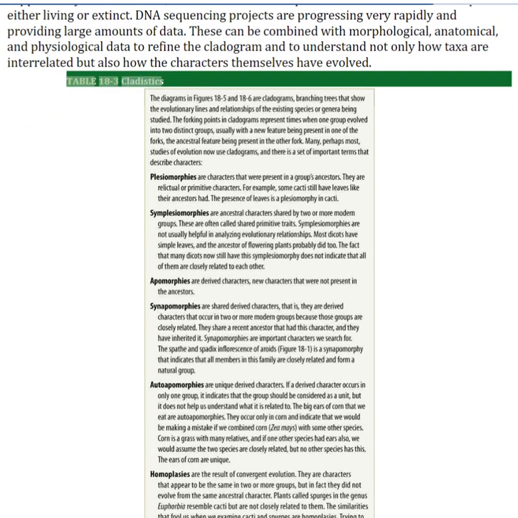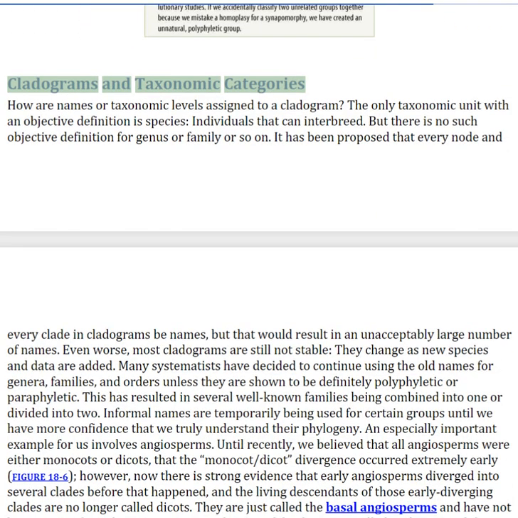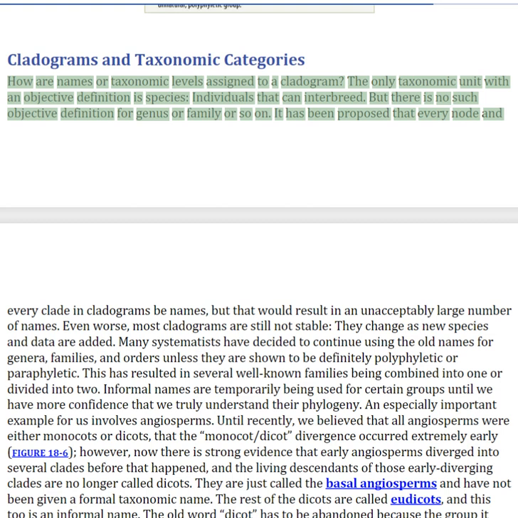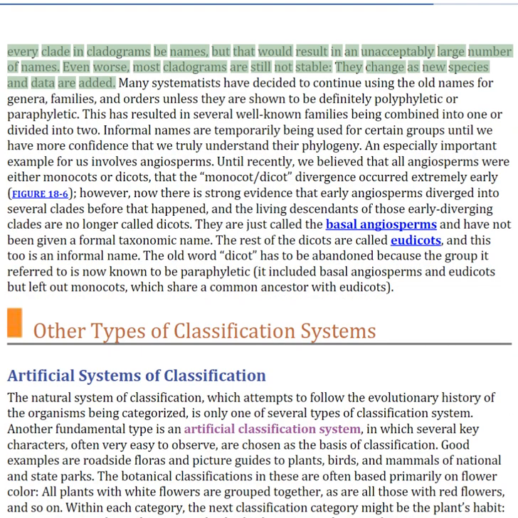Table 18-3: Cladistics, cladograms, and taxonomic categories. How are names or taxonomic levels assigned to a cladogram? The only taxonomic unit with an objective definition is species, individuals that can interbreed. But there is no such objective definition for genus or family or so on. It has been proposed that every node and every clade in cladograms be named, but that would result in an unacceptably large number of names.